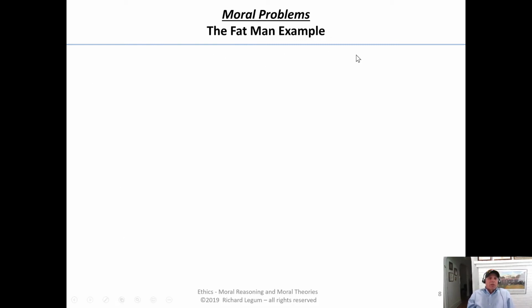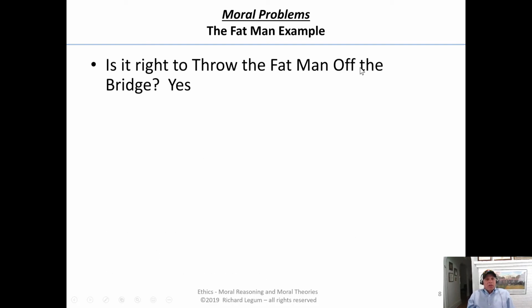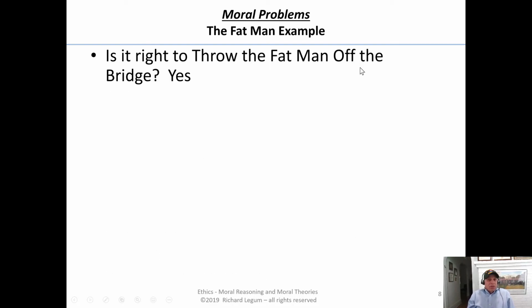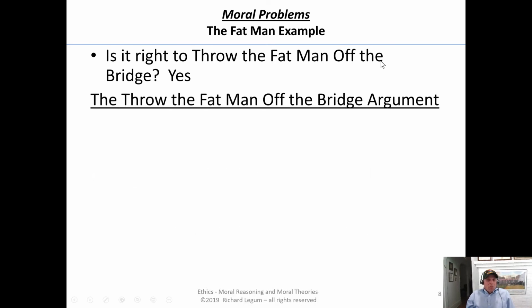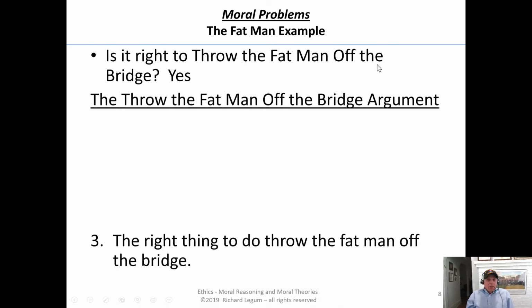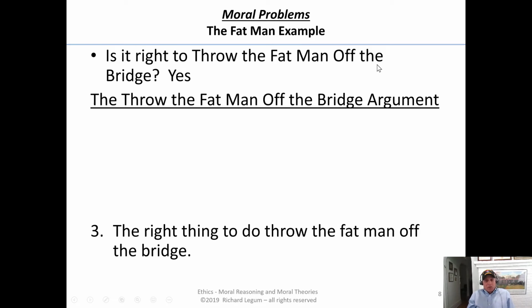Now let's turn to the other 2 arguments from the fat man example. The question is: is it right to throw the fat man off the bridge? Those who said yes were in the minority in this case. So we have the throw the fat man off the bridge argument, the conclusion being that the right thing to do is to throw the fat man off the bridge.